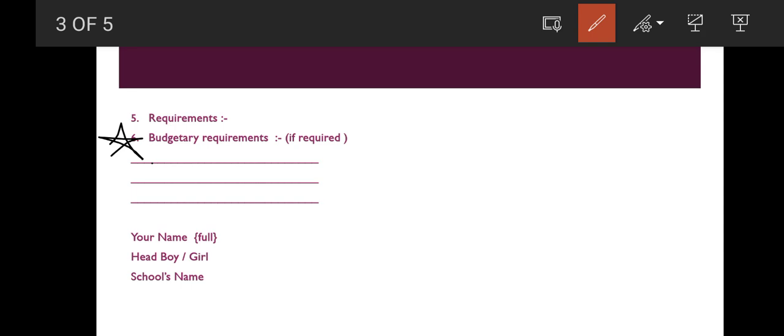After budgetary requirements, you have to write your full name. The name should be full. Then your position, that is, whether you are a head boy or a head girl. If you are a boy, you can write head boy. If you are a girl, you can write head girl. After that, your school name.